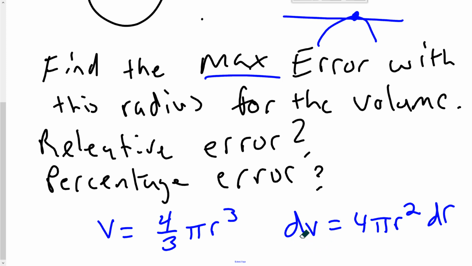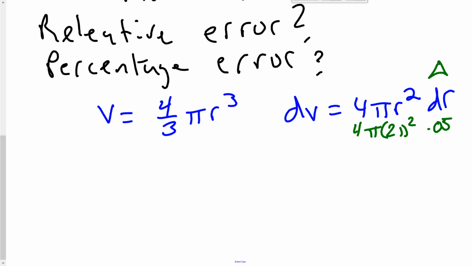And so now we can go ahead and plug in our change in r. Our change in r would be the change in our error, which is 0.05. And then we can plug in our radius. Our radius was 21. And so then we can find dv, and it's approximately 277 cubic centimeters. So that would be our max amount of error that our volume can have.